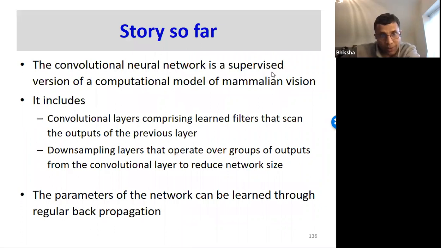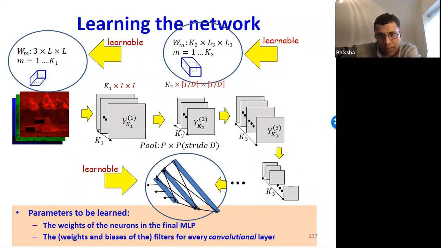So this is the story so far. The convolutional network is a supervised version of a computational model of mammalian vision. It includes convolutional layers comprising learned filters that scan the outputs of the previous layer, downsampling layers that operate over groups of outputs from the convolutional layer to reduce network size, and the parameters can be learned through regular backprop. But let's take a look at this backprop in a little more detail. The parameters to learn here are the parameters of all of these filters and the weights and biases for the final MLP. And training, as we saw, is like an MLP.